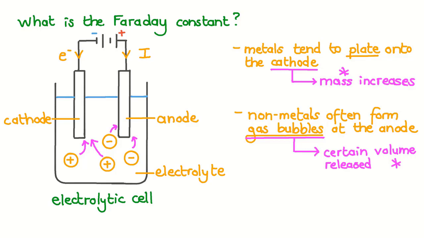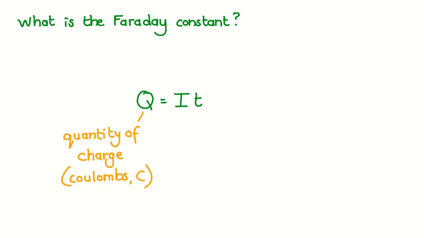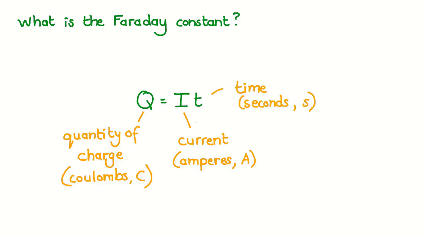Now that we know the usefulness of the Faraday constant, let's derive it. You may have seen this equation in physics, Q equals I t, where Q is the quantity of charge transferred in a circuit, for example, an electrolytic cell. Charge is measured in coulombs, symbol capital C. I is the conventional current that is flowing, measured in amperes, symbol capital A, and t, the length of time that the current flows for, measured in seconds, lowercase s.